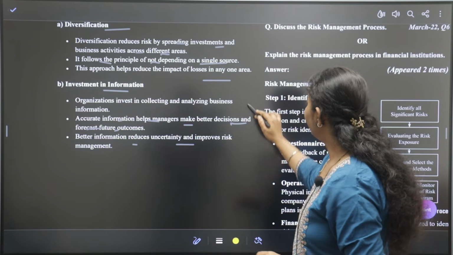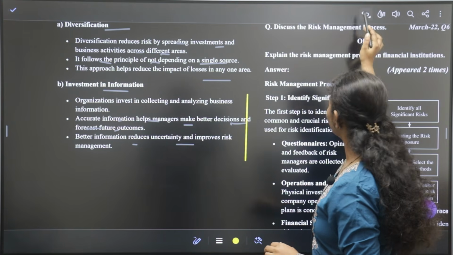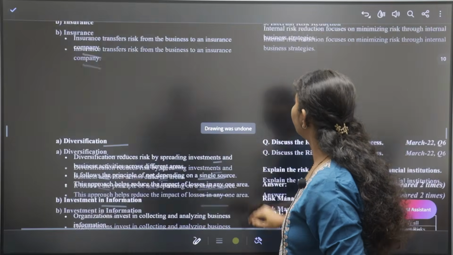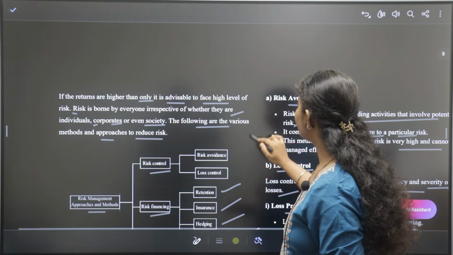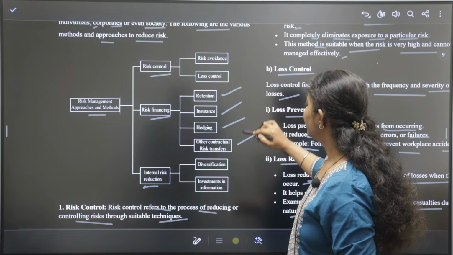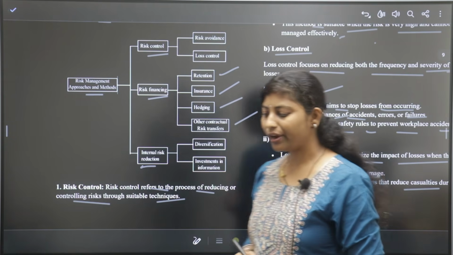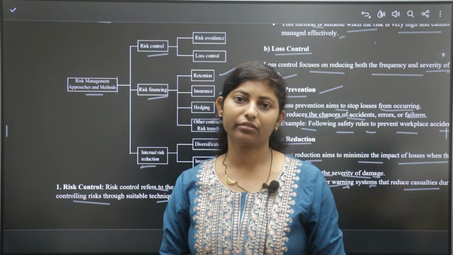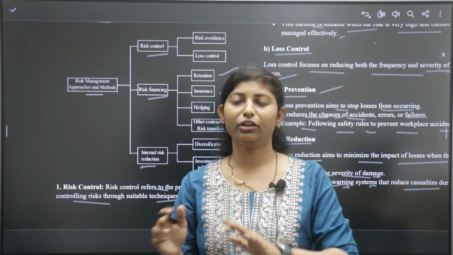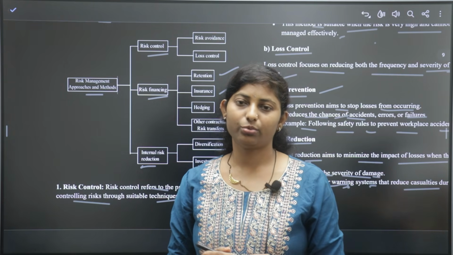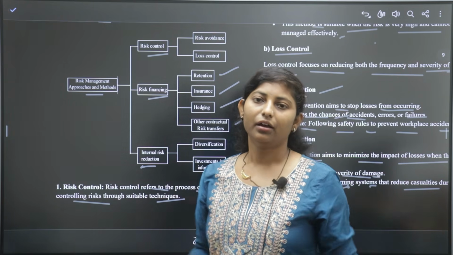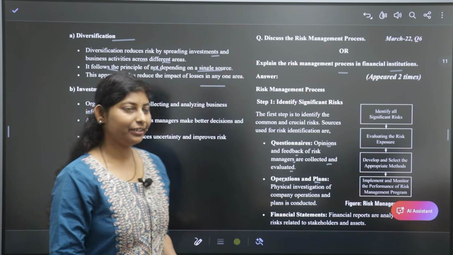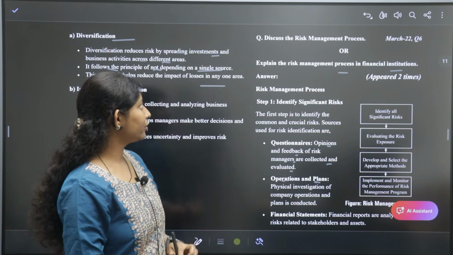So here we finished a very important thing we covered, that is risk management and approaches. Here we covered all the different types of risk methods, approaches and techniques regarding risk. All these things we covered in only one question, which is very important and may be asked several times. Here we are going to discuss the next question.